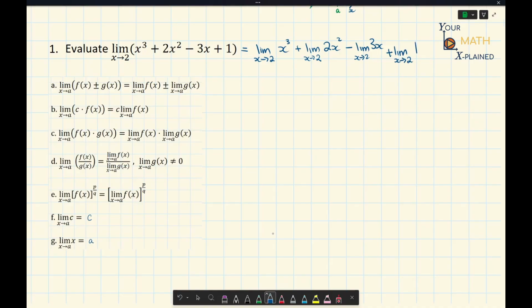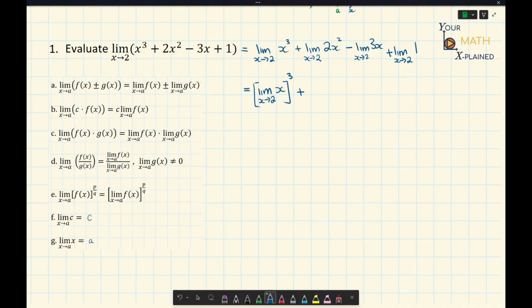1. And now for the first one, because we have a power of 3, we can go ahead and use law e here to find the limit of x first and then raise it to the power of 3. So that's going to be rewritten as limit as x approaches 2 of x, and then we're going to raise that to the power of 3.